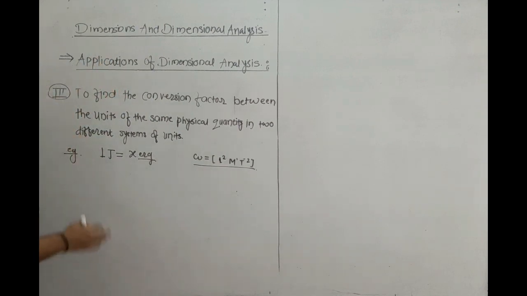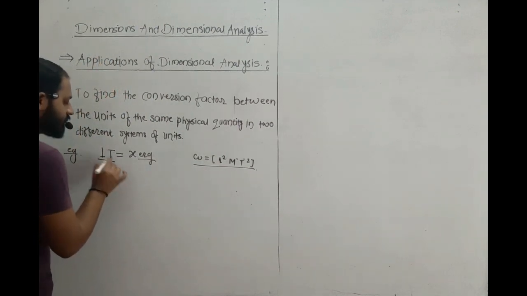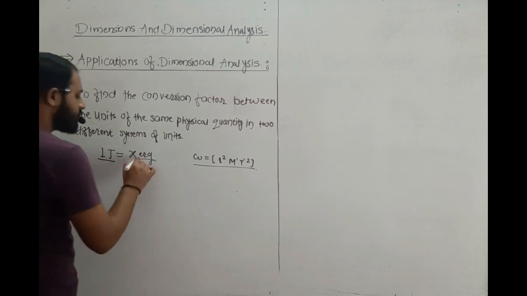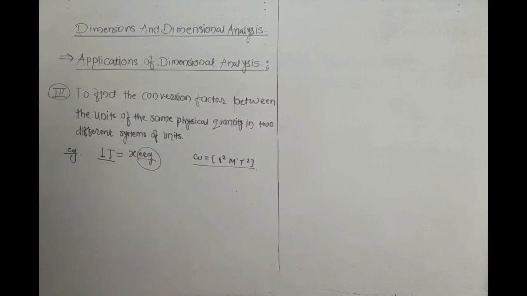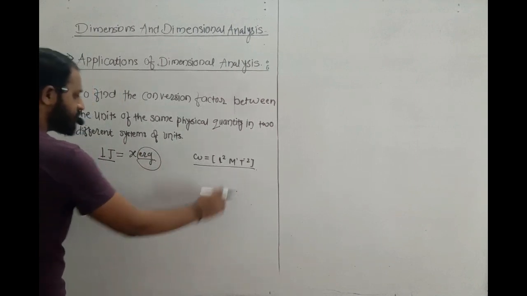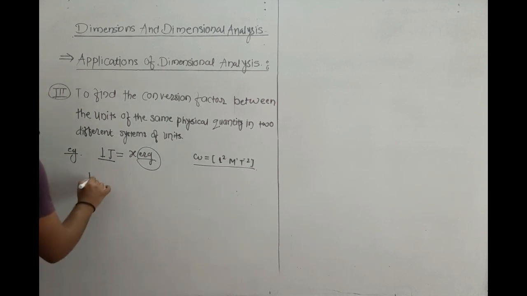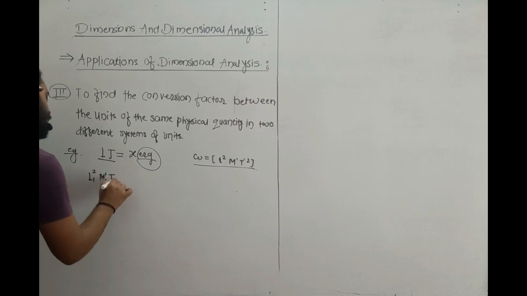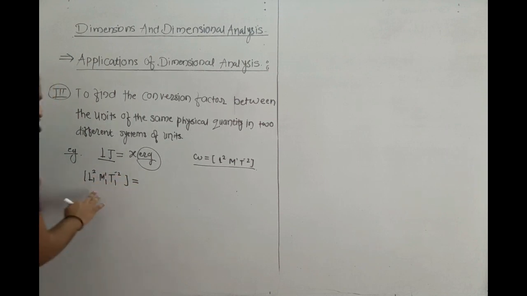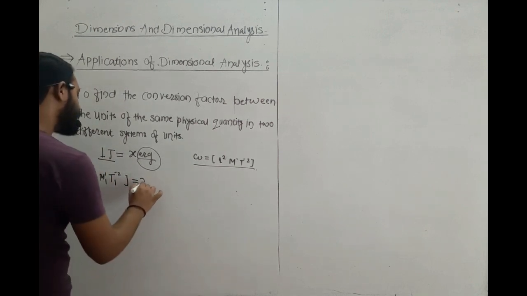Now see, on the left hand side, this is SI system and this is CGS system. Now I am writing this dimension like this: L1 square M1 power 1 T1 minus 1. Now here, why do I write 1? Because on the left hand side 1 represents the dimension of SI system. Okay, x as it is.